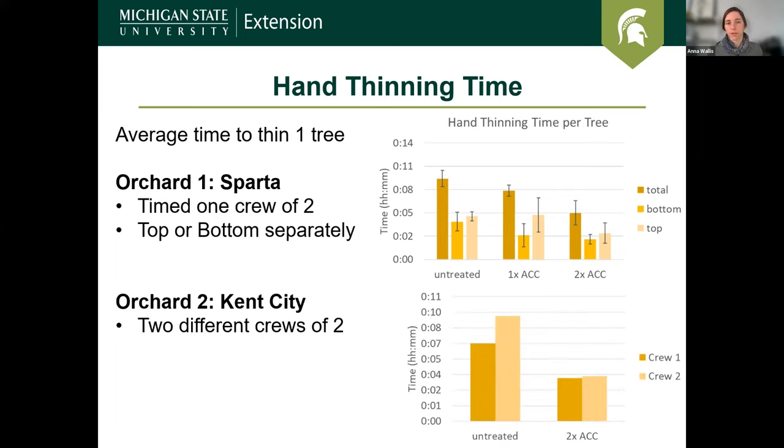And then in the second orchard, I followed two different crews and I only evaluated untreated and two applications of ACC. But again, you can see a noticeable reduction in the amount of time required for hand thinning. The workers were actually complaining there was too much foliage. They couldn't find the fruit in a lot of cases. And I think that's a good sign that it did a great job thinning. And overall, in both of these orchards, we had about half the amount of time required for hand thinning with two applications of ACC.